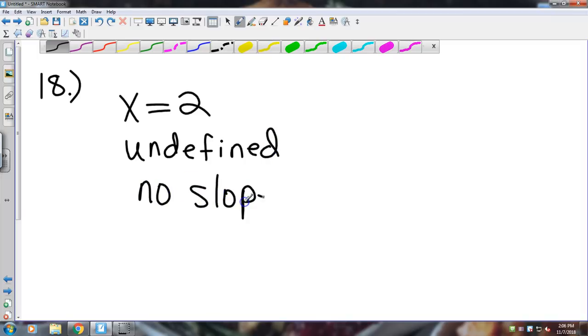Don't make the mistake tomorrow, if you get one like this, of letting your answer be vertical line. Because vertical line doesn't tell me what the slope is. If they ask what the slope is, I need to see this.